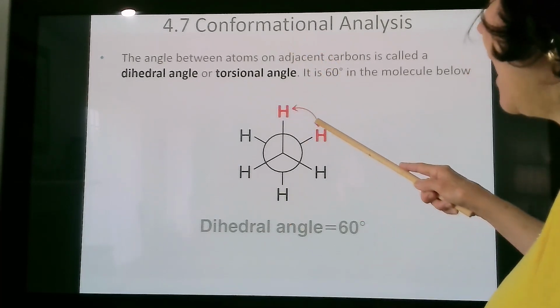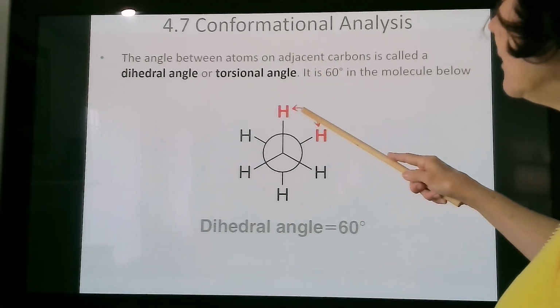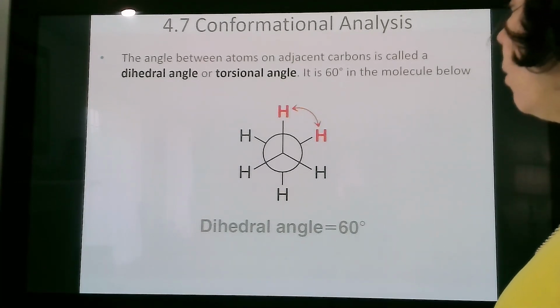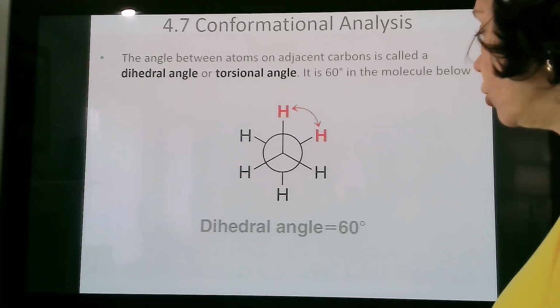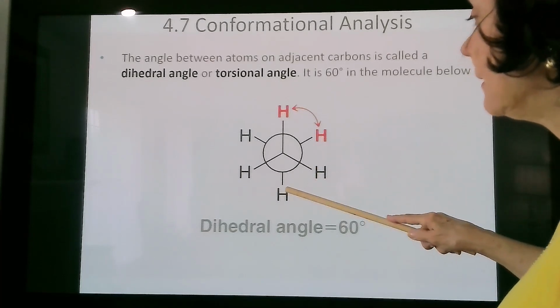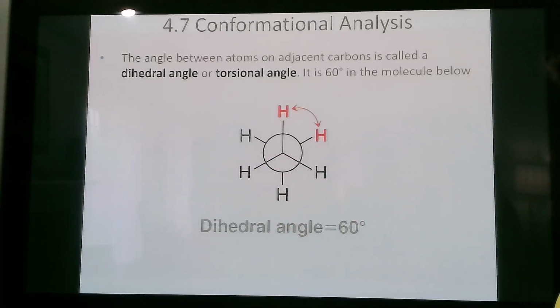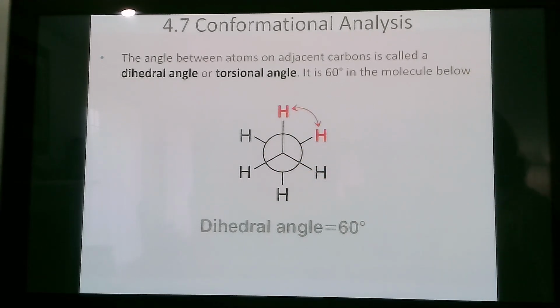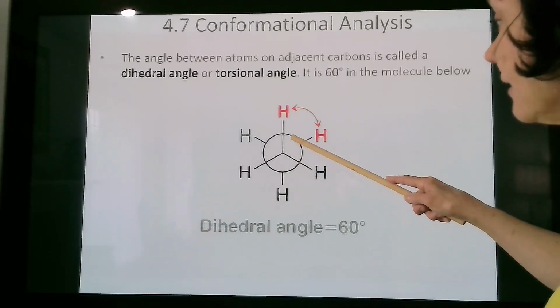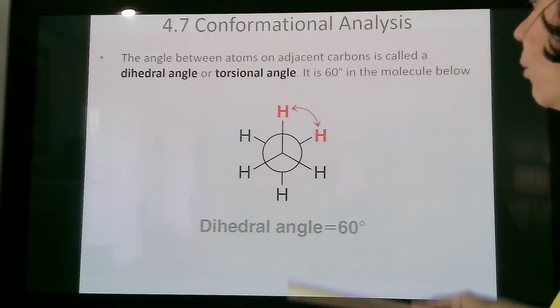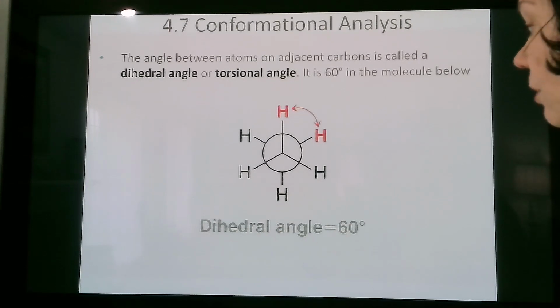The angle between the atoms here is a 60-degree angle. This is called the dihedral angle, or sometimes it's called torsional angle. So here, each of these is going to be 60. 60, 60, 60, 60, 60, 60. 60 times 6 is 360. Remember, there's 360 degrees in a circle, so that's pretty easy to figure out. That has to be 60 degrees. Now, as this rotates, this CH bond will eclipse that CH bond, and when it's actually eclipsing, the dihedral angle will go to 0.